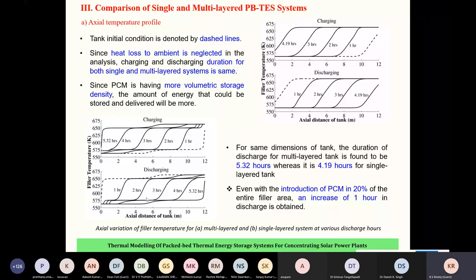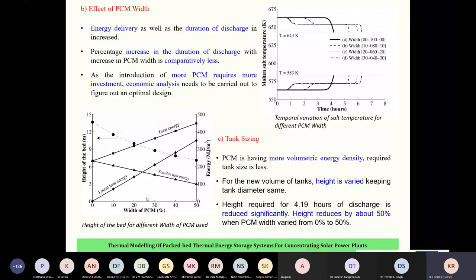And then the effect of PCM width. The width is also important. So energy delivery as well as the duration of discharge is increased, and the increase in duration of discharge with PCM is comparatively less because the percentage is less, and more PCM is required, of course more investment, more cost involved in that. So therefore, it's a trade-off. One has to take care of the trade-off between the total energy, sensible energy, and latent energy. Here, the height of beds and width of the PCM change.